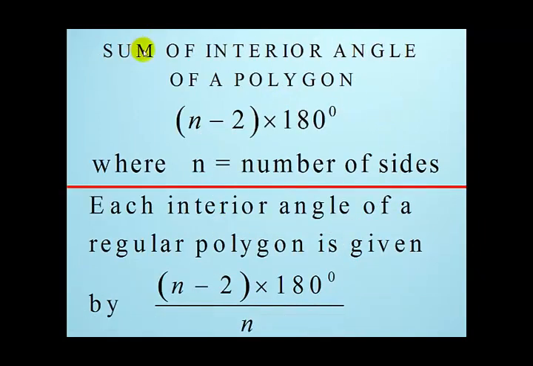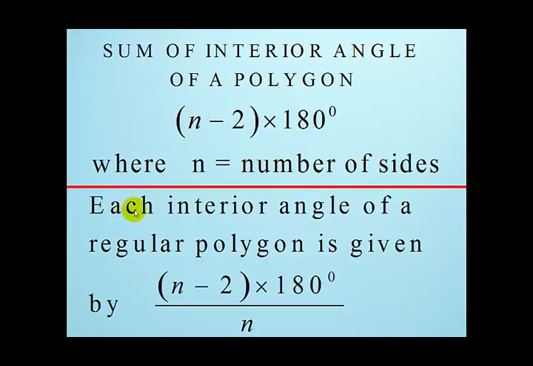Now let's look at the sum of the interior angle of a polygon. The sum of the interior angle of a polygon is given by (n minus 2) times 180. This is the relation we use in finding the sum of the interior angle of a polygon, where n is the number of sides.